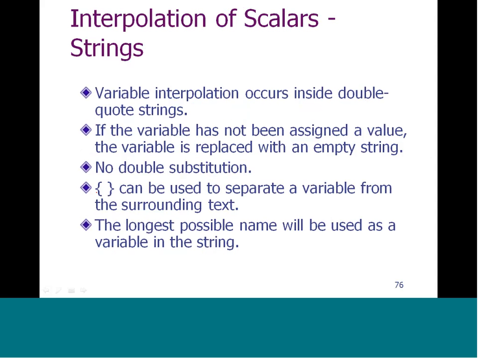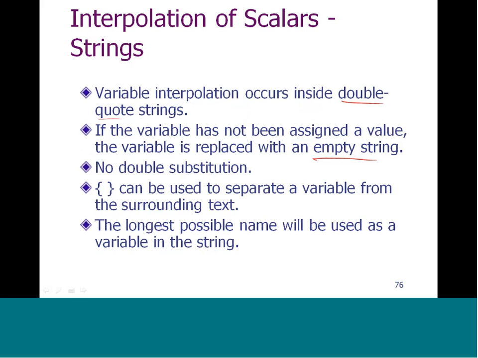So let's look at the interpolation of the scalar variables. Mainly we talked about the rules governing this. The variable interpolation occurs inside a double quoted string essentially. So this is one of the differences that we saw in the previous lecture, the difference between a single quote and a double quote. And if the variable has not been assigned a value, then the variable is replaced with an empty string. So that's another key way to distinguish. The program will not generate an error, instead it will basically replace the unassigned value with an empty string.